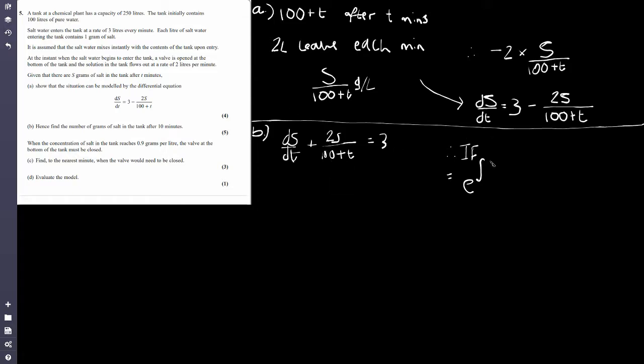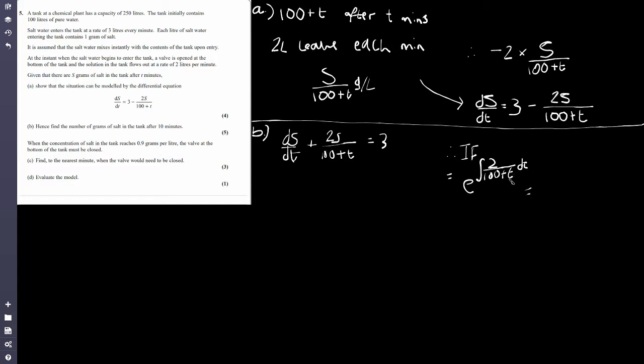So we're integrating 2 over 100 plus t, because this is technically my coefficient of the s. Okay, because this is 2 over 100 plus t times s. So we integrate whatever's in front of the s, which is 2 over 100 plus t. So that's the integral of that with respect to t. So what would that give us?